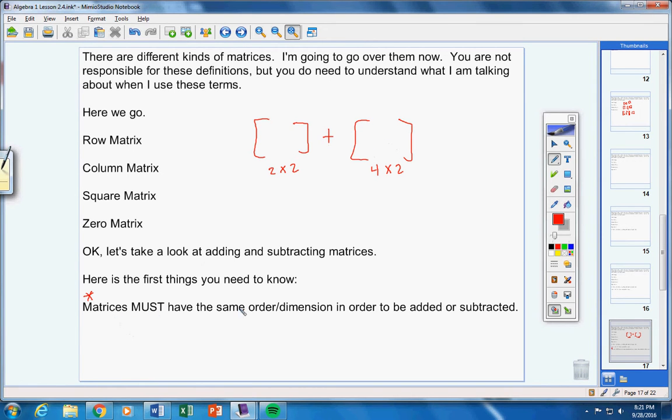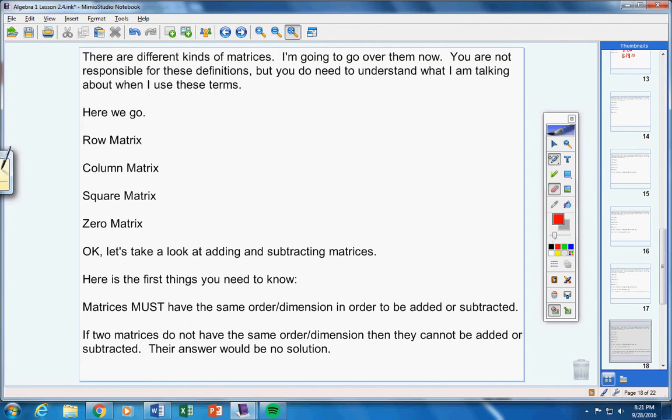Matrices must have the same order or dimension, whatever word you want to use, in order to be added or subtracted. Got it? Must be that way, or you cannot add them. Second thing I want you to write down: if two matrices do not have the same order or dimension, then they cannot be added or subtracted. Obviously, I just said that. Your answer would be no solution.